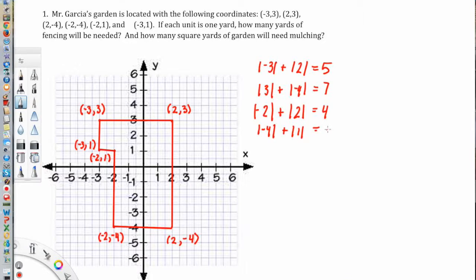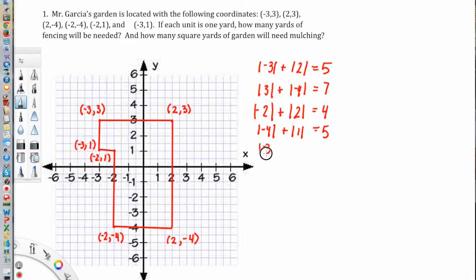Altogether, they are 5 apart. Now this one's going to be a little different, because both of our coordinates are going to be our x-coordinates. It's a horizontal line, but we're going from -2 to -3. So instead of adding, we're going to find their difference. And I'm going to take my larger one first.